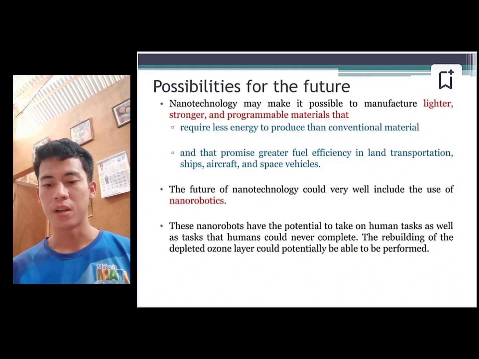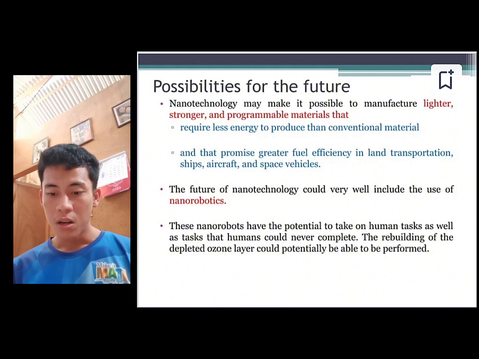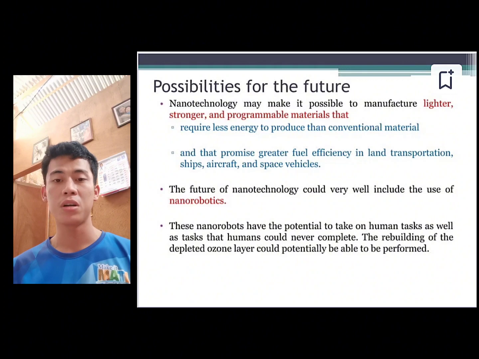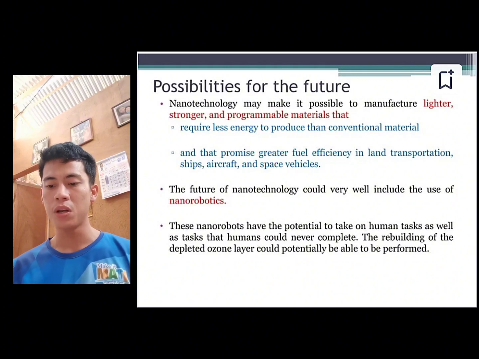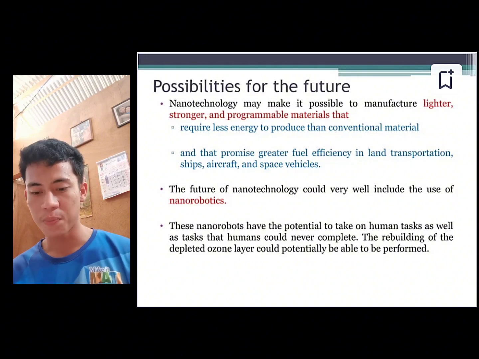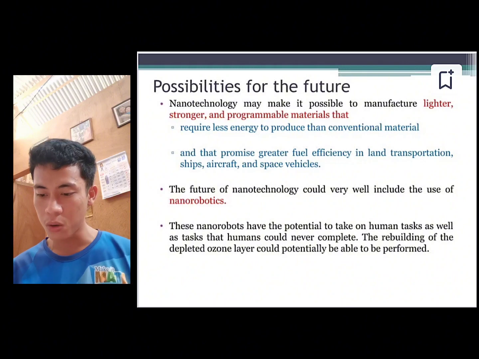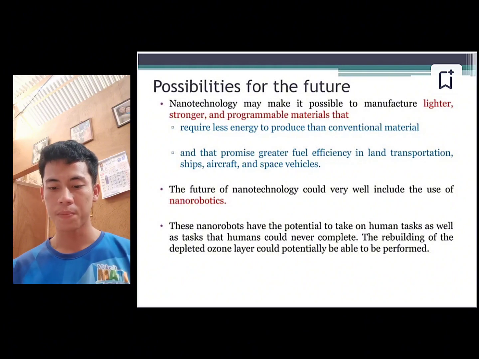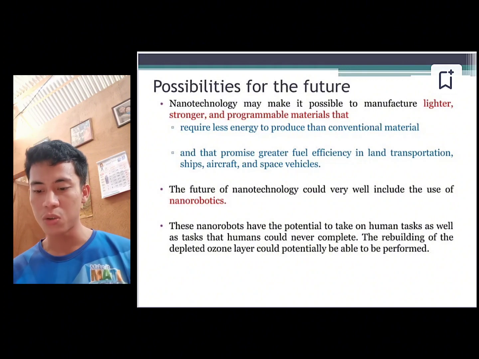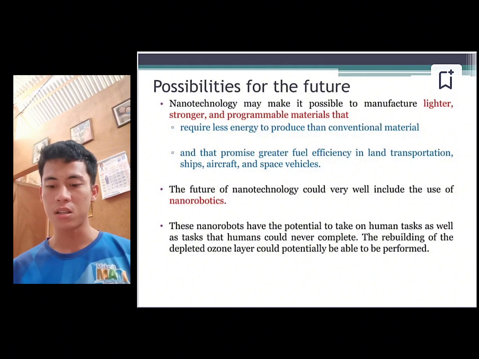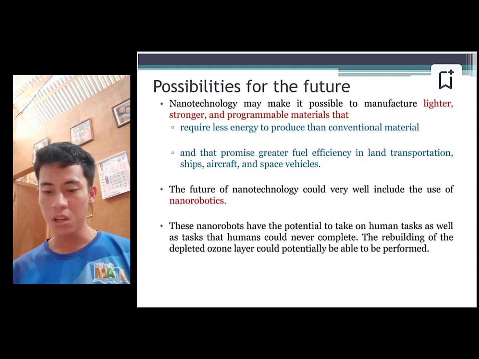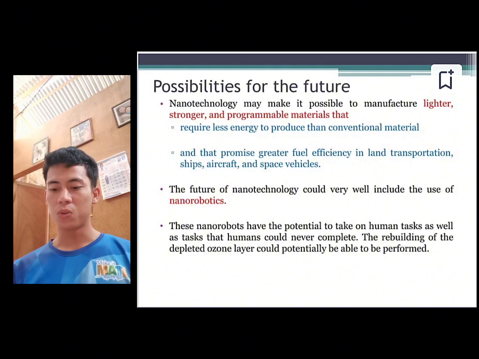Possibilities for the future: nanotechnology may make it possible to manufacture lighter, stronger, and programmable materials that require less energy to produce than conventional materials, and that promise greater fuel efficiency in land transportation, ships, aircraft, and space vehicles. The future of nanotechnology could very well include the use of nanorobotics. These nanorobots have the potential to take over human tasks as well as tasks that humans could never complete. The rebuilding of the depleted ozone layer could potentially be performed.